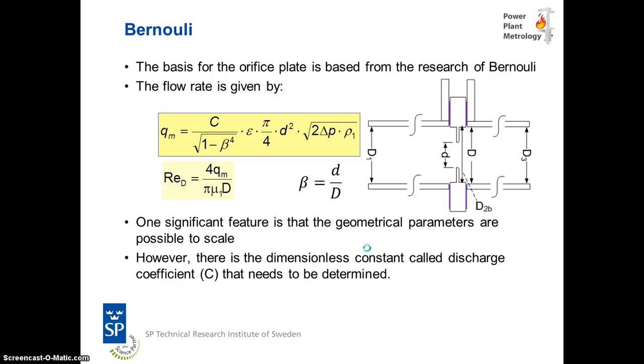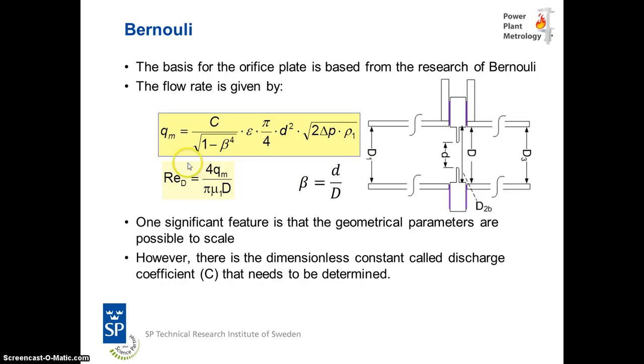The basis for the Orifice plate is the Bernoulli equation, and the flow rate is given here. The flow rate is equal to this discharge coefficient times a square root term, 1 minus beta to the fourth, where beta is the ratio of the smaller diameter of the orifice divided by the pipe diameter, and then you have some other factors. The differential pressure comes in here, and you have the density, and you have the small contraction diameter again.